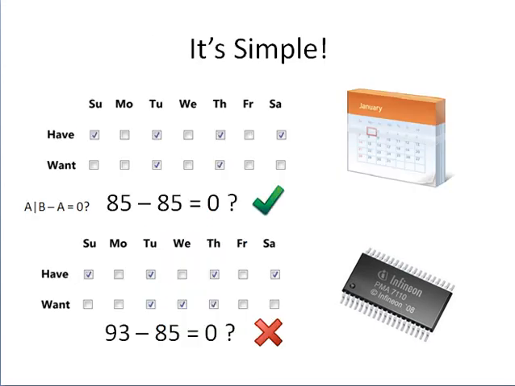Now let's test this formula on the two examples we illustrated before. The computation cannot be simpler. In the eyes of the computer, it's asking itself whether 85 is the same as 85 or 93 is greater than 85. Because the computation is so simple, it happens extremely fast.